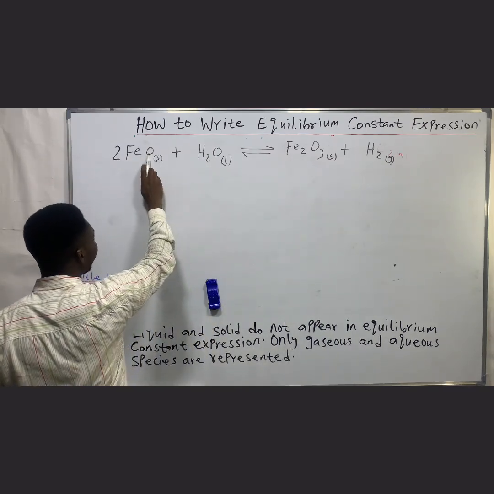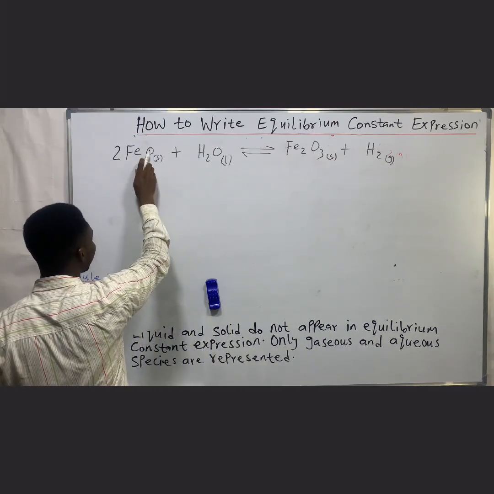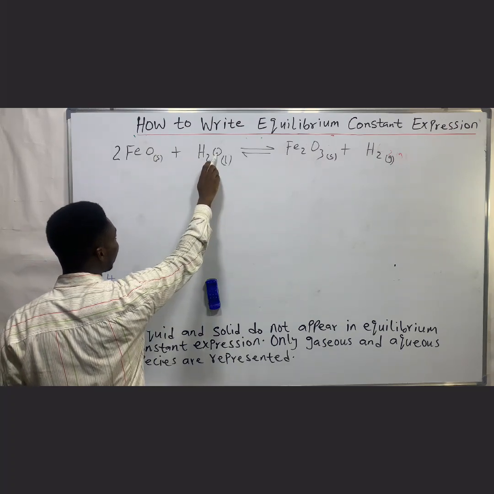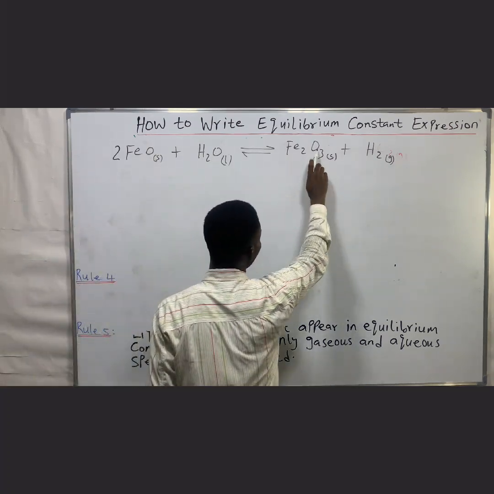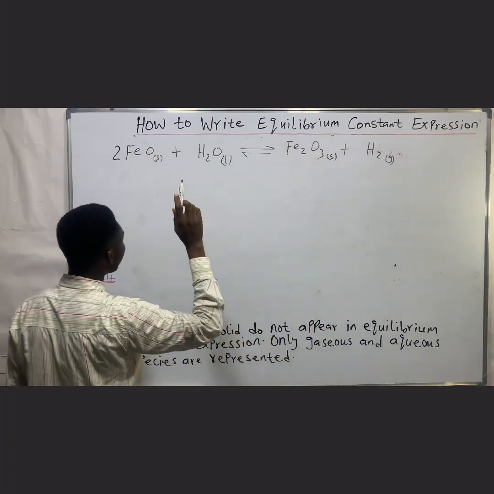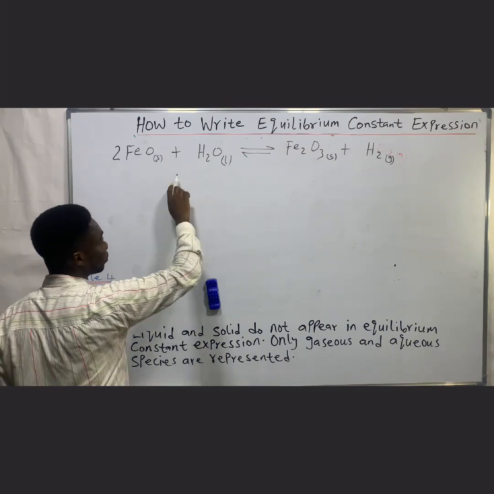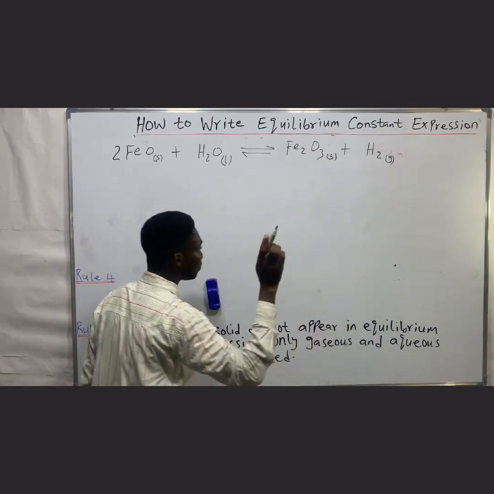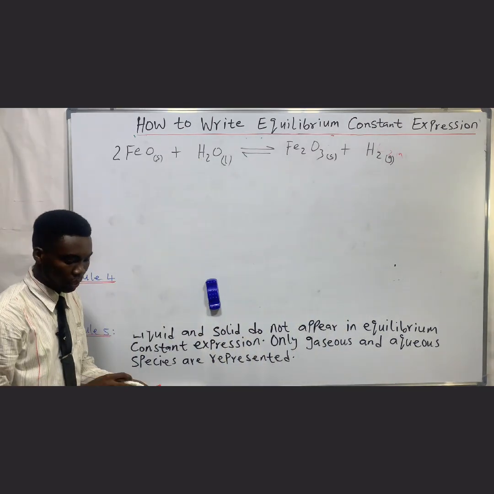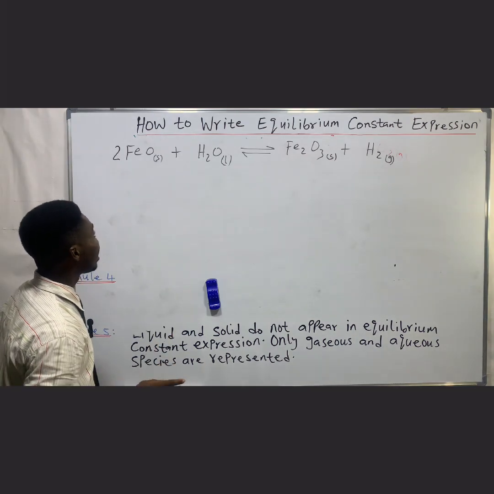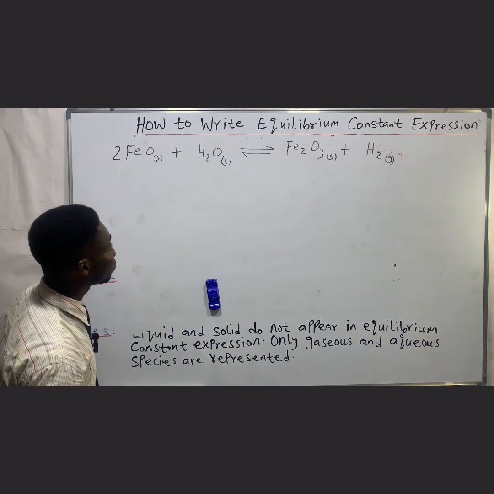What about oxygen? Oxygen here is 2 because this 2 is affecting it. 2 plus 1, that's 3. Here, oxygen is 3. Oxygen is balanced. Now, what about hydrogen? Hydrogen here is 2, and hydrogen here is 2. So the equation is balanced now, right? So the equation is balanced. Now, what do we do next? The next thing is to consider the solid species.